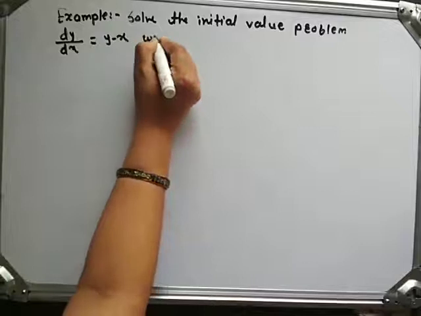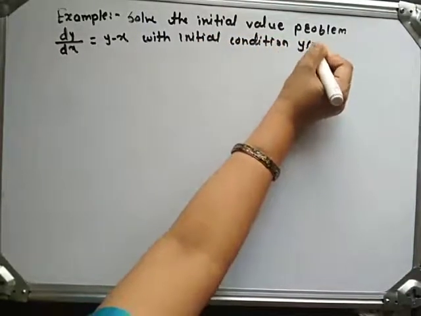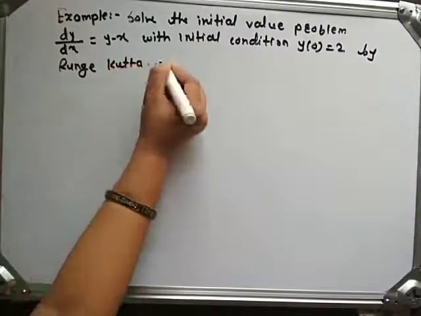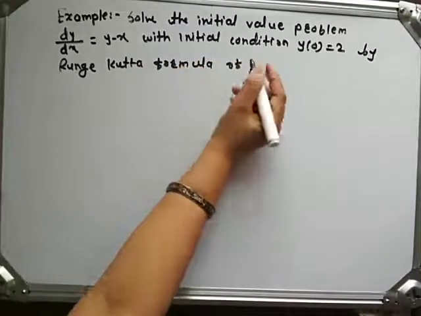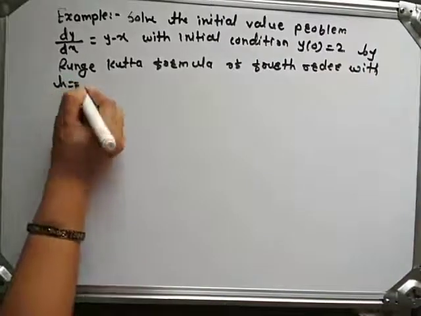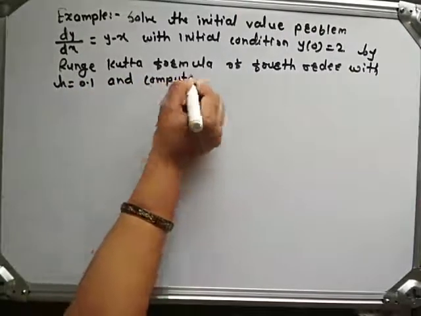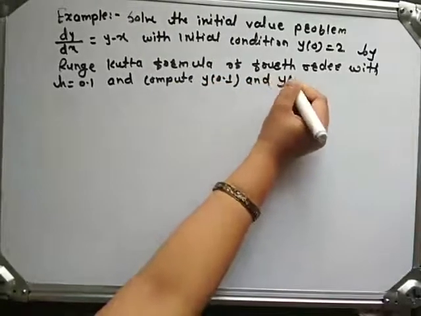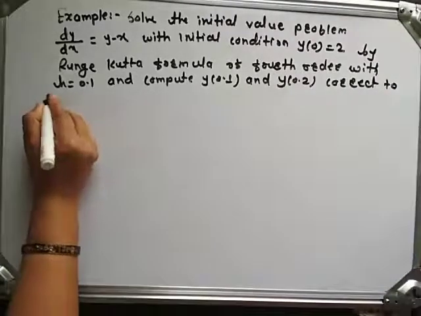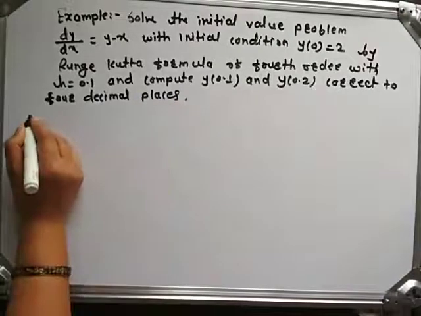With initial condition y of 0 is equal to 2, by the Runge-Kutta formula of fourth order with h is equal to 0.1, and compute y of 0.1 and y of 0.2 correct to 4 decimal places. Okay. Solution.